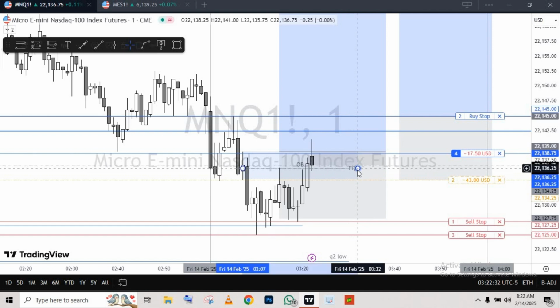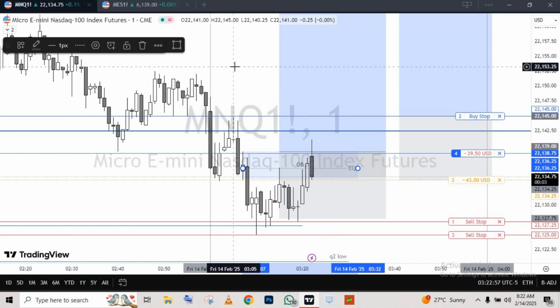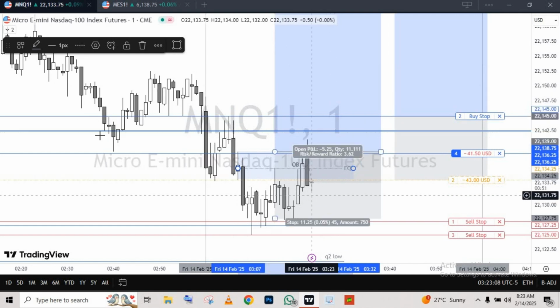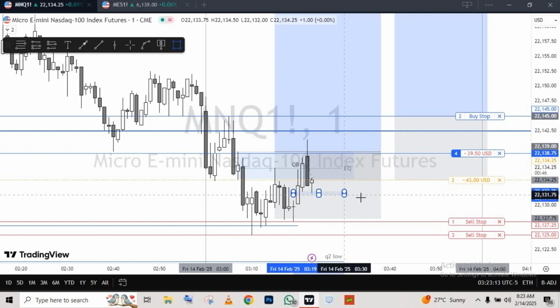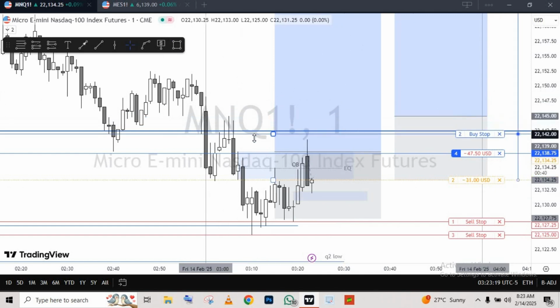We are using the equilibrium of this order block as support right now. I want to see that hold as support to the upside. So we are retesting this FVG down here, and in that case, I am forced to bring my buy stop here to this high instead. That's it.